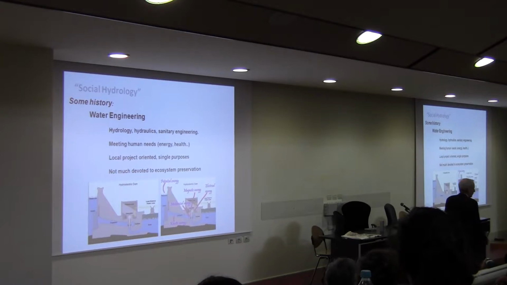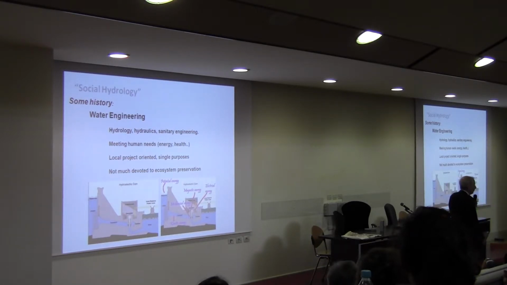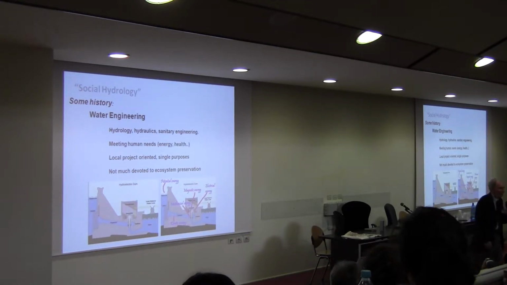When I started getting into water, what you found in engineering at the universities were courses in how to build a dam and how to design turbines. I never learned how to do that, but there were books on it, and it was very discipline oriented: hydrology, hydraulics, sanitary engineering, which was the term in those days instead of environmental engineering. It was all designed to meet human needs for energy and for water supply, usually local project oriented.